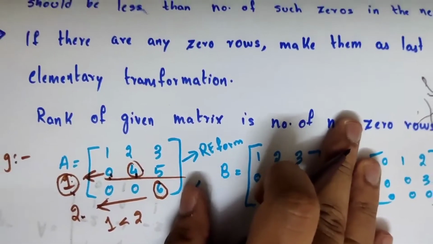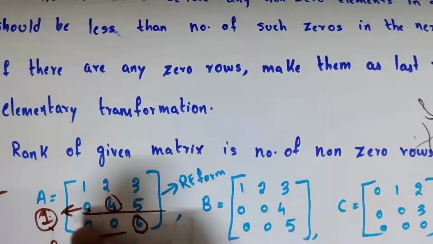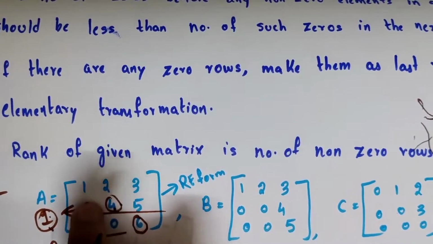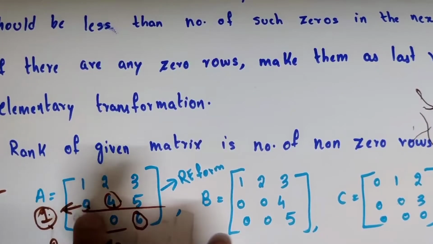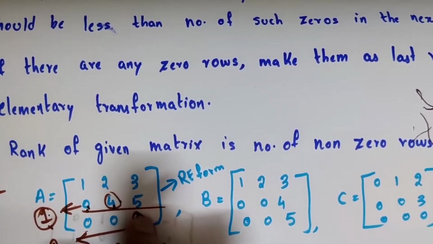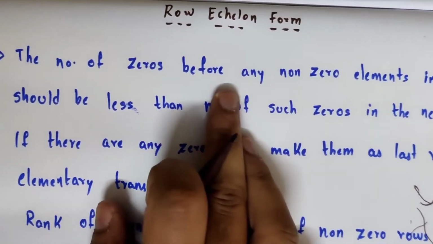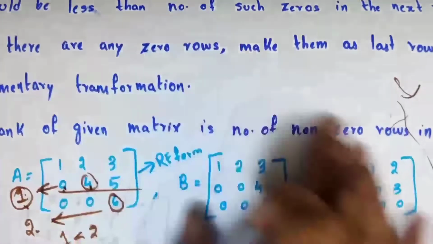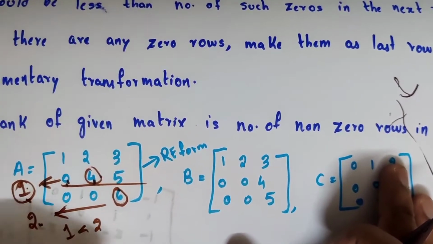So this was the first statement. Now read the statement again: the number of zeros before any non-zero elements in a row should be less than the number of such zeros in the next row. Now you would have got 80 to 90% of the clarity. If we discuss more examples, you will get 100% of the clarity.